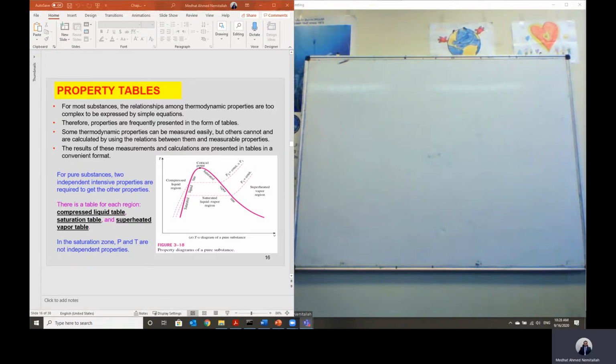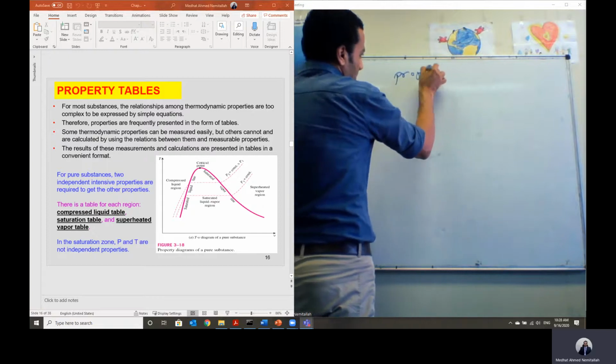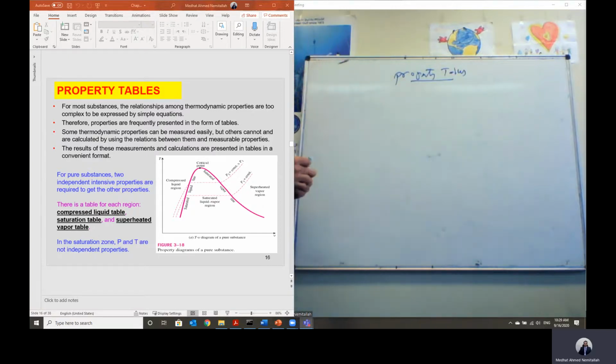So inshallah today we'll be talking about how to calculate those properties using the property table. For steam, we'll learn how to use the steam table, and the same steps can be applied to calculate the properties for the refrigerant 134A in a refrigeration system. Okay, so today inshallah we'll be talking about the property table, including the steam table and also the refrigerant table.